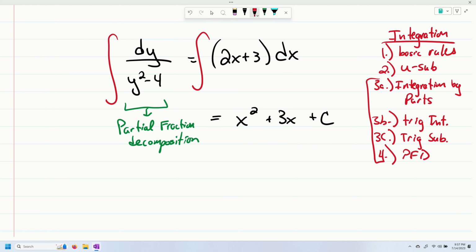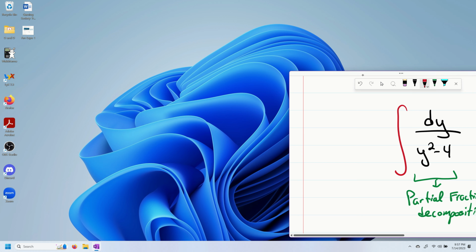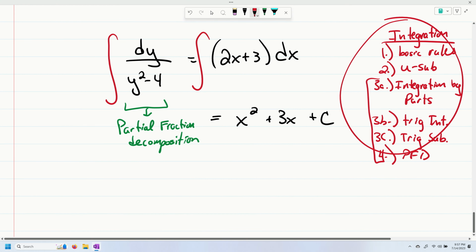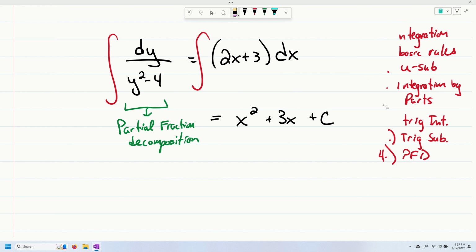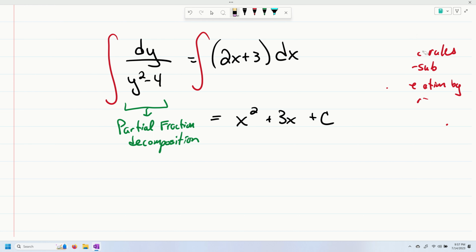So this kind of just gives you a little bit of, I guess, a game plan, right? So we're going to have to use a partial fraction decomposition here on the left. And I'm going to just set it up for us.